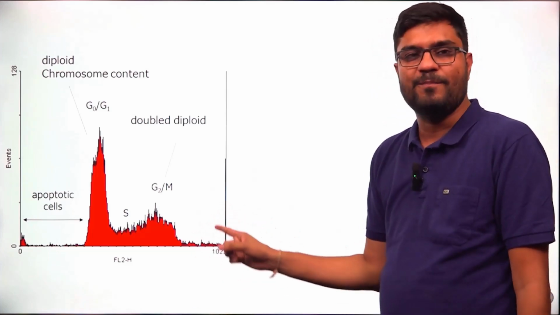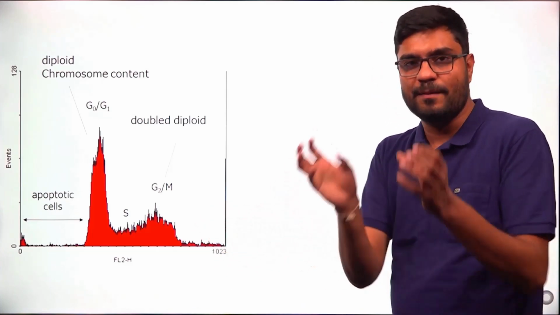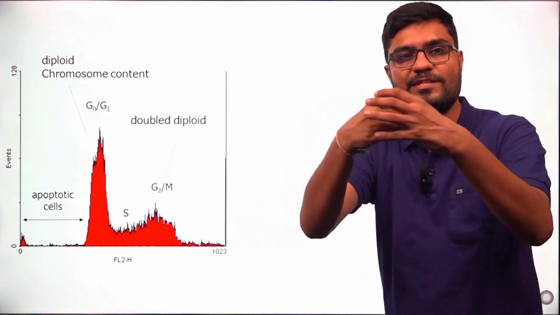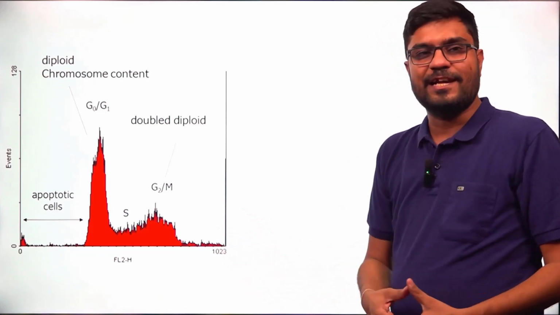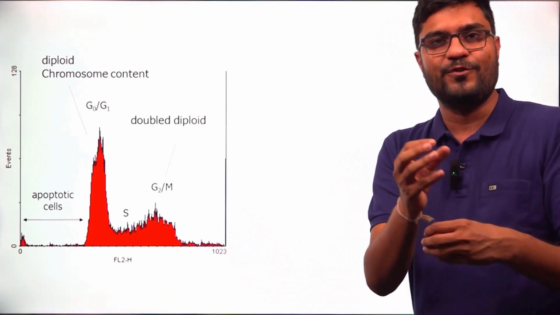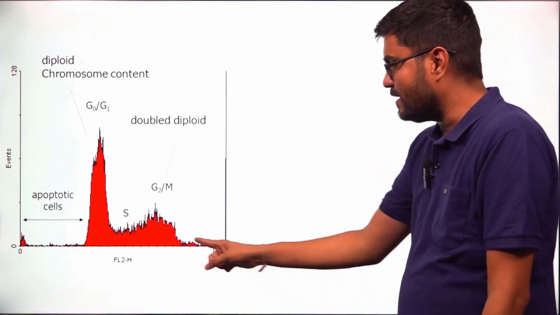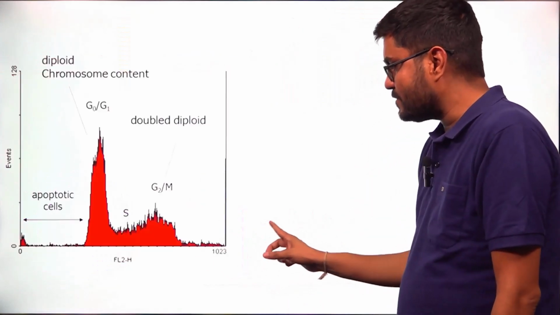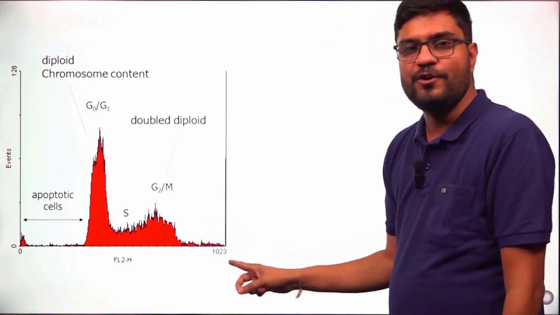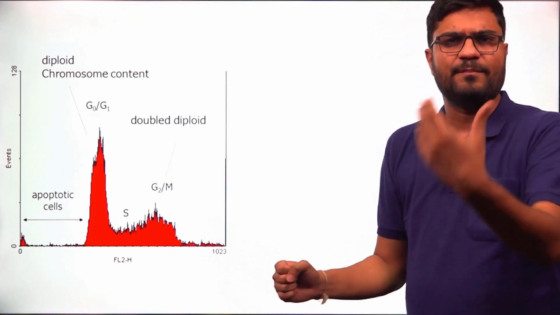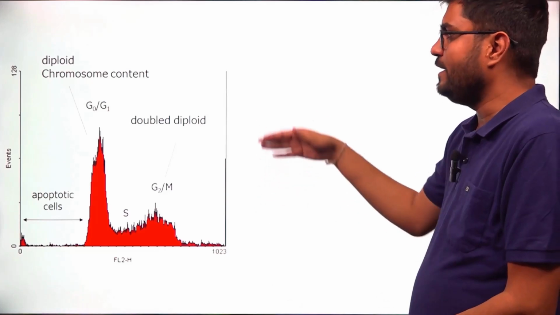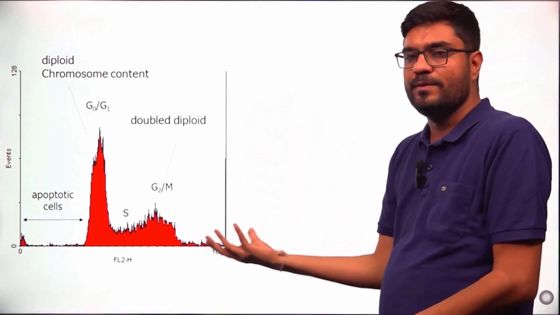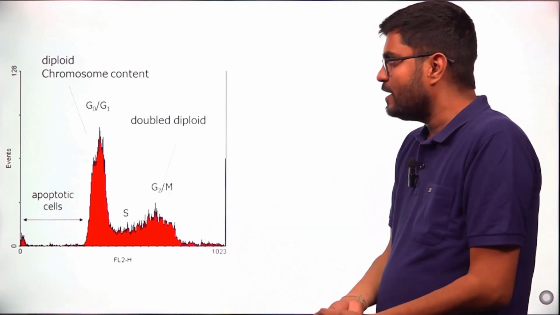So these cells can be doublets, meaning two cells are sticking together, so they will have a higher amount of DNA. These cells can be clumps of 4 cells, 5 cells, 6 cells. So these are clumps, and sometimes it is possible that these are aneuploid cells which have a higher amount of DNA than 92, or there is some problem in the cell cycle, right?